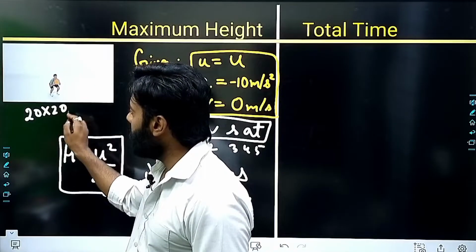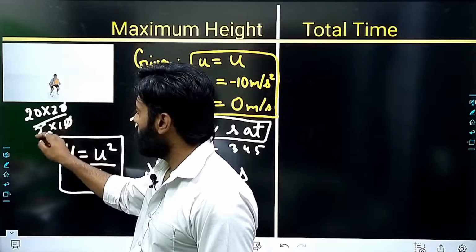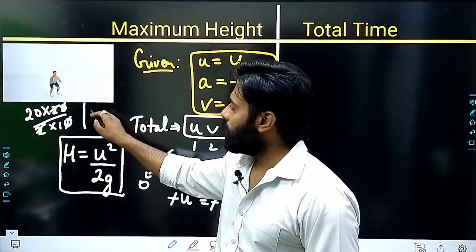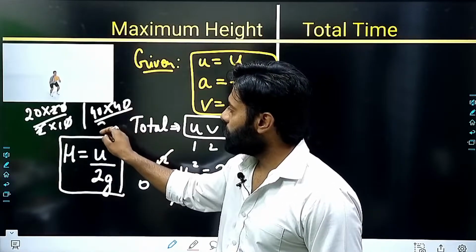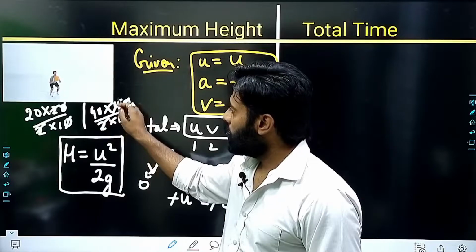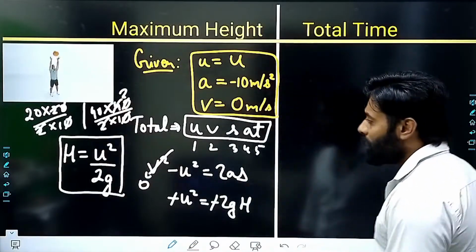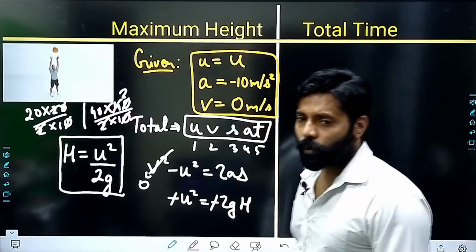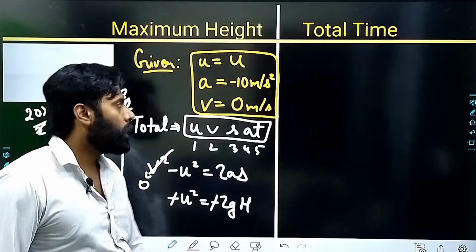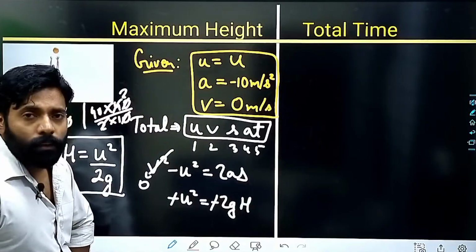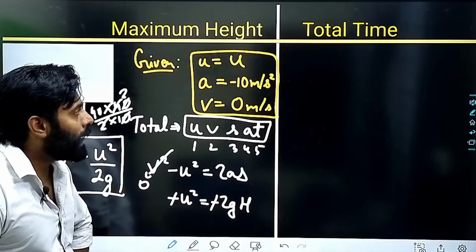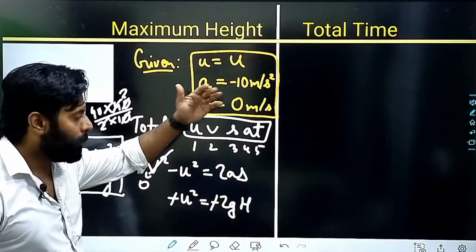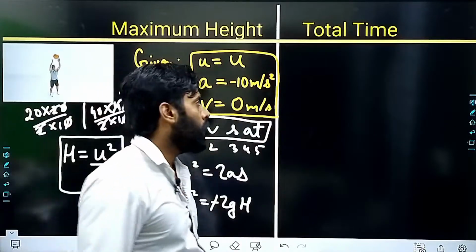So if you are throwing a ball with 20 meter per second, then the maximum height it will reach is 20. If you are throwing a ball with 40 meter per second, then the maximum height it will reach is 80, right? So this is how you can easily calculate the maximum height reached by the ball when you are throwing that ball with some particular velocity. Then the question arises: how to calculate the total time taken by the ball, or the time to reach the maximum height.